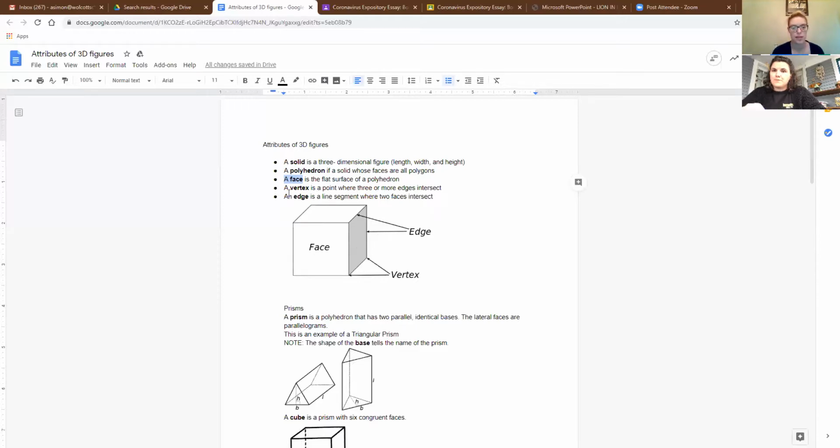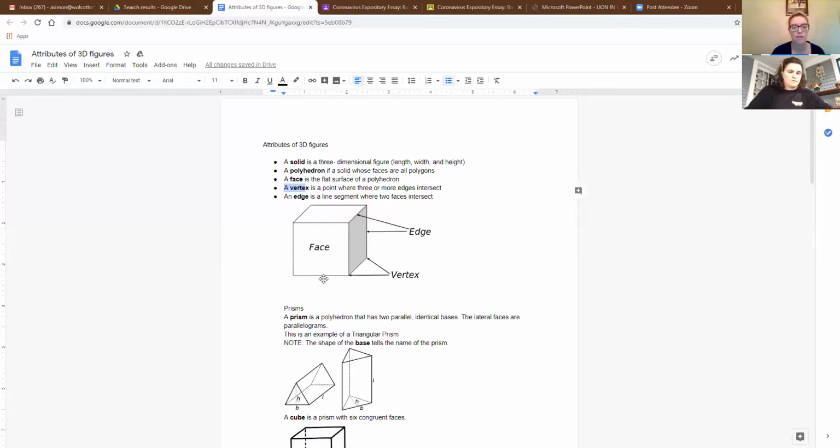Then we have a vertex. A vertex is a point where three or more edges intersect, okay? So it's that point on different shapes. If we look at this cube, again, we see that there are multiple vertices here. We can see that there are 4 on the top, and then there are also 4 on the bottom. So we're going to have a total of 8 different vertices here. We can see that those are those pointed parts there, okay?